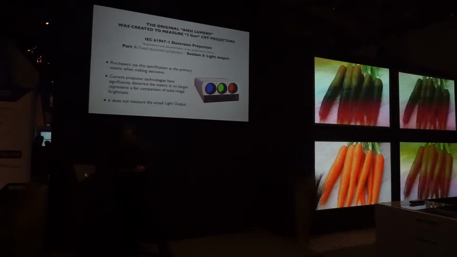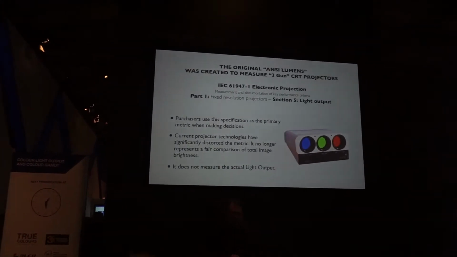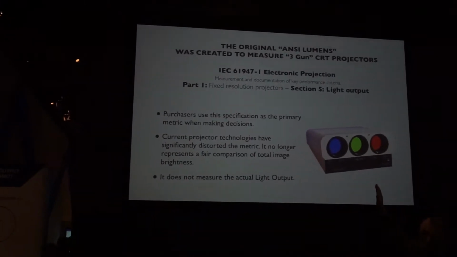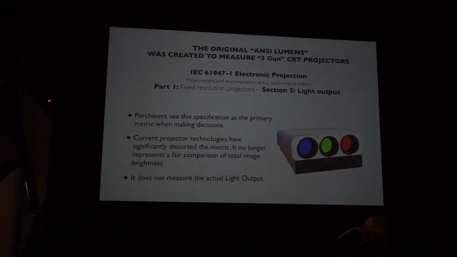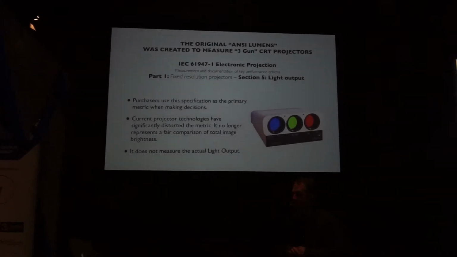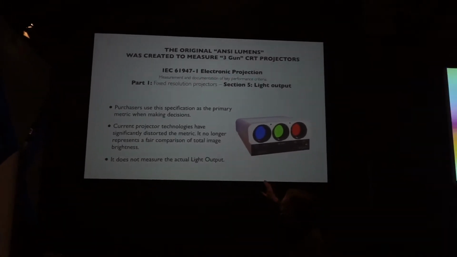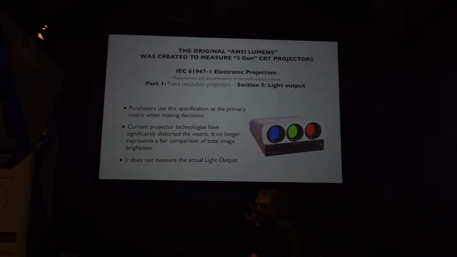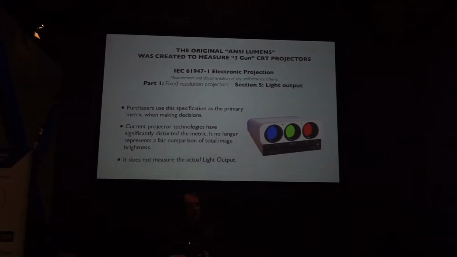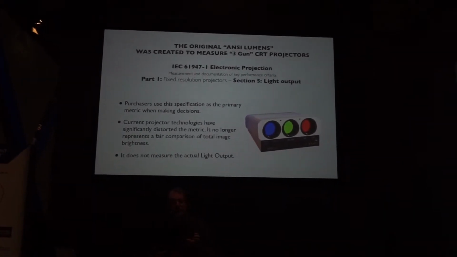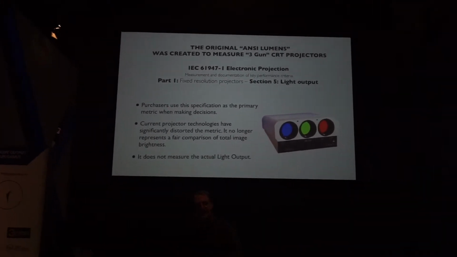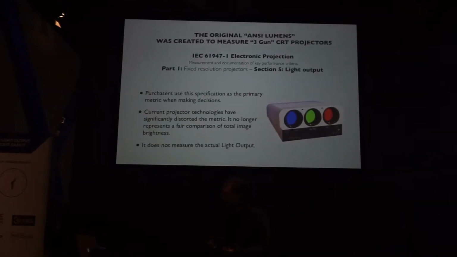So the standard, which is now called IEC 61947-1, electronic projection light output, in section 5, is identical to ANSI, by the way. There's no difference between that standard and what was ANSI, although the ANSI standard no longer exists. It was deprecated almost 10 years ago. So that original projector standard is what people use to do everything. When they're buying a projector, they say, is this a 3,000 lumen projector, a 6,000 lumen projector? They're looking at that white light output number. We're trying to figure out what we need for a certain size, a certain amount of ambient light. We're using the light output number to make our purchase decision or to make our rental decision.